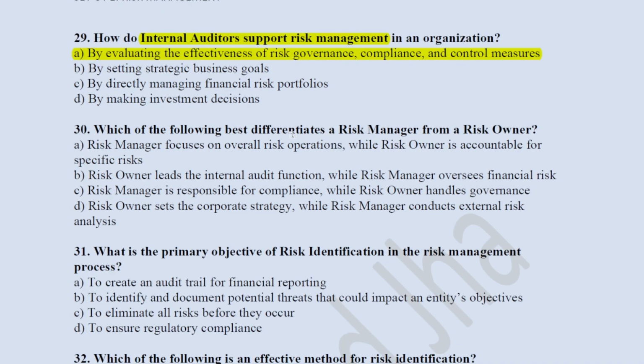Which of the following best differentiates a risk manager from a risk owner? Risk manager focuses on overall risk operation, while risk owner is accountable for specific risk. The answer is right. Risk managers lead the internal audit function, while risk owners oversee financial risk. No. Risk manager is responsible for compliance, while risk owner handles governance. No. Risk owner sets the corporate strategy, while risk manager conducts external risk analysis. No. So the perfect answer should be A.